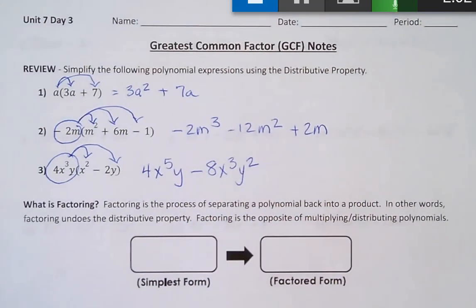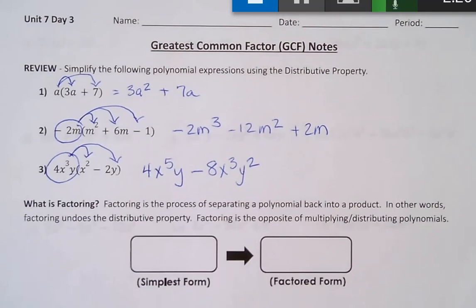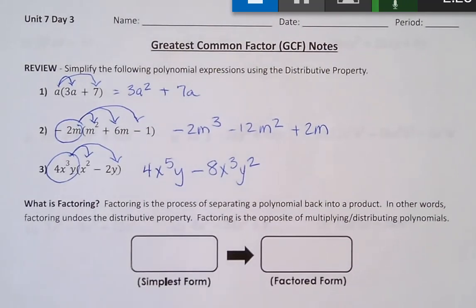So what we're going to think about today is finding the greatest common factor. And factoring is the process of separating the polynomial back into its products. And sometimes there's more than one possibility here. So in this case, though, we're going to undo the distributive property and find the opposite of what we would have done when we multiplied or distributed. So I'm going to choose a trinomial to look at here.